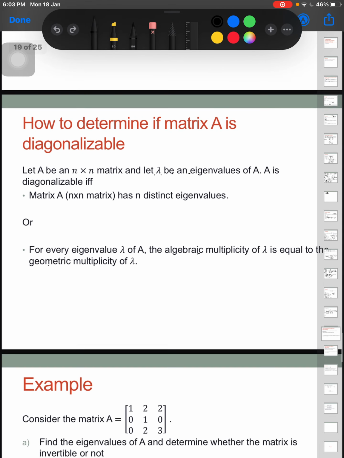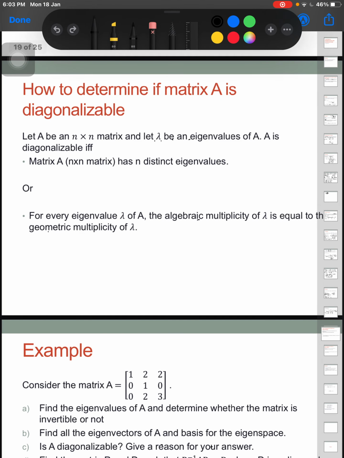Okay, so next, ni conclusion dia lah. So how to determine if matrix A is diagonalizable? So dia ada dua cara lah. Yang pertama dan yang kedua. So panjang-panjang tadi cuma ni je lah dia punya conclusion.